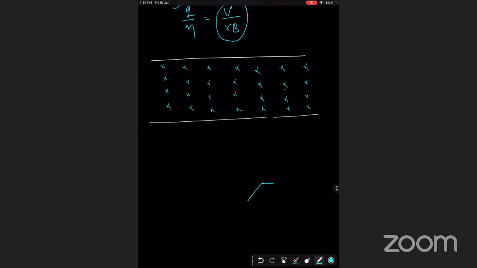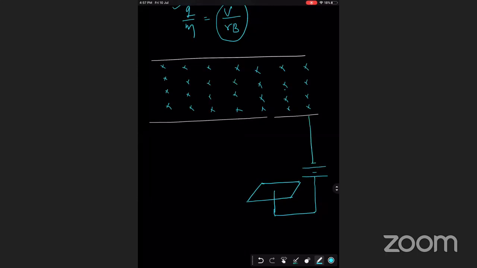Imagine, children, this is a large conducting plate connected with the positive terminal of a battery, whose negative terminal is connected to this plate. So what will you observe? A lot of positive charge will come on this plate, or not? Right? Yes, sir.